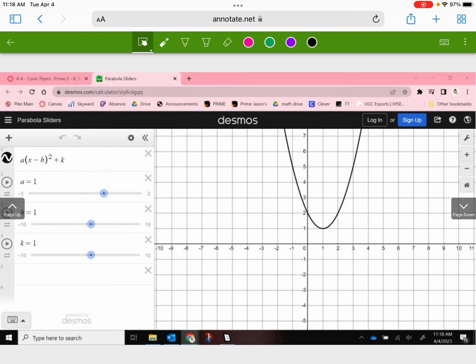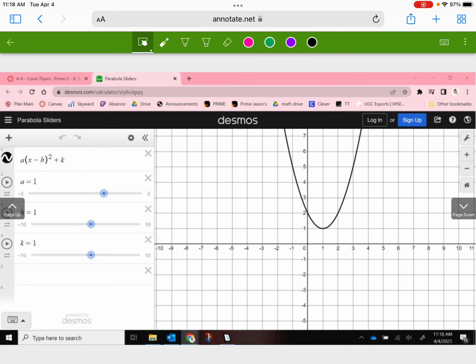What you're going to do is play around with these sliders and see what A, H, and K do to the graph. Then you will write them on the line next to where you put the letters A, H, and K. And remember what these do as far as actual transformations. How does H change the graph? How does K change the graph? How does A change the graph?